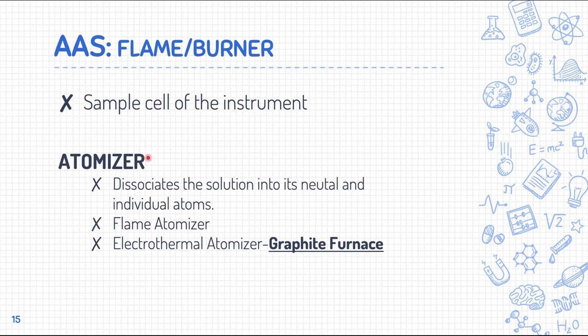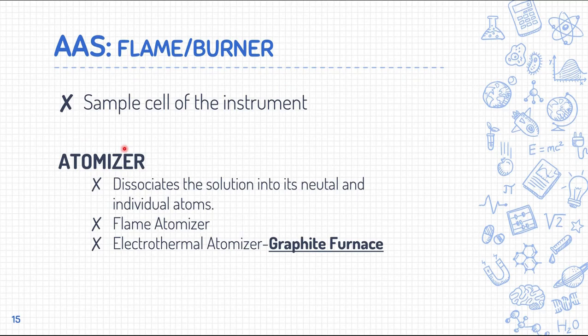So what does your atomizer do? Your atomizer dissociates the solution into its neutral and individual atoms. Take for example your sodium: we have elements that are bound to different molecules at the same time, atoms that are bound either to a protein or to whatever biomolecule is in your solution. Your atomizer's job is to produce an individual and neutral atom out of that. And how do you do that? That is through your atomizer.